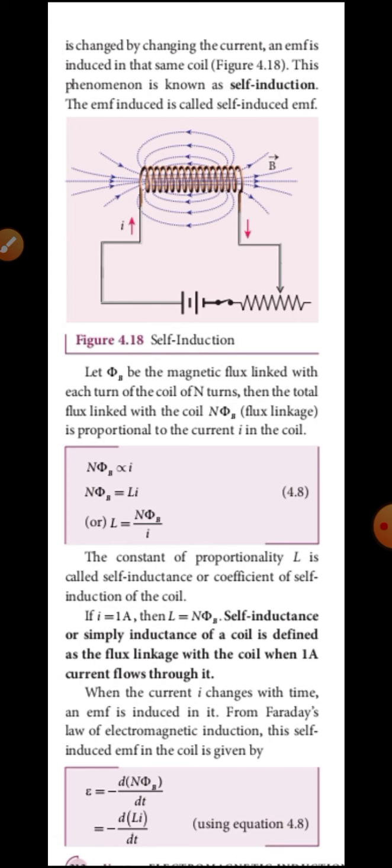When the current I changes with time and an EMF is induced, from Faraday's law of electromagnetic induction, this induced EMF in the coil is given by epsilon is equal to minus d(N phi B) by dt. We already know N phi B is equal to L I. So we can write minus d(L I) divided by dt.